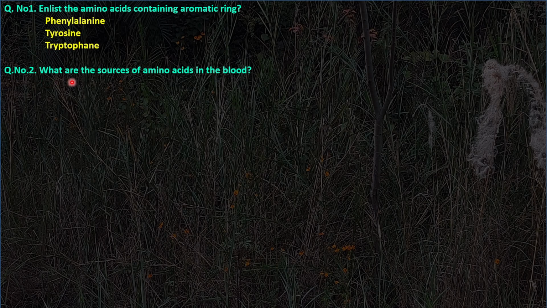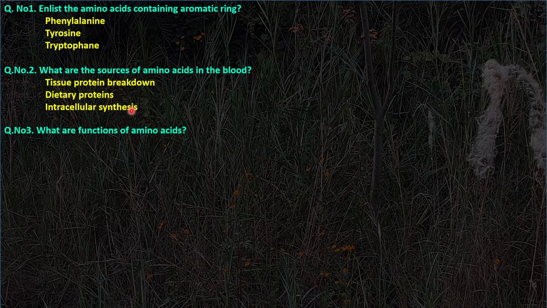Another important question is, what are the sources of amino acids in the blood? Number one, tissue protein breakdown. There is always tissue protein breakdown in our body, and whenever the tissue proteins break down, amino acids are liberated, which enter the amino acid pool in the blood. Dietary proteins, the edible proteins, egg albumin and casein, and different dietary proteins are also broken up and produce free amino acids which enter the bloodstream as an amino acid pool. And intracellular synthesis of different amino acids.